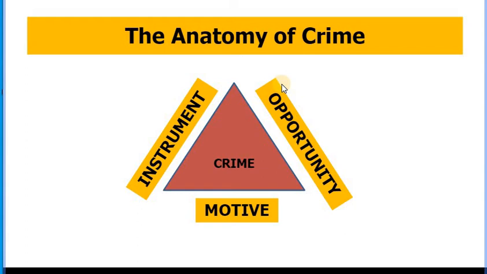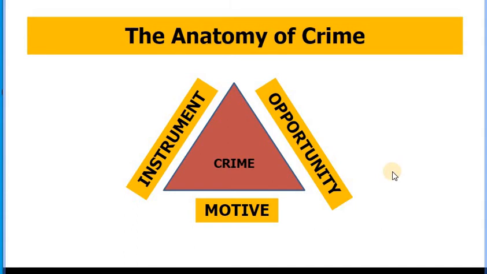Nakuha niyo po. For example, meron namang opportunity, instrument. Meron siyang opportunity kasi mag-isa lang si Ligon. Instrument, marami siyang gamit pampatay kay Ligon. Ang tanong, wala naman siyang motive. Hindi naman niya gustong saktan or hindi niya gustong galawin si Ligon. Therefore, meron bang crime na magagawa? Wala. 'Di ba?